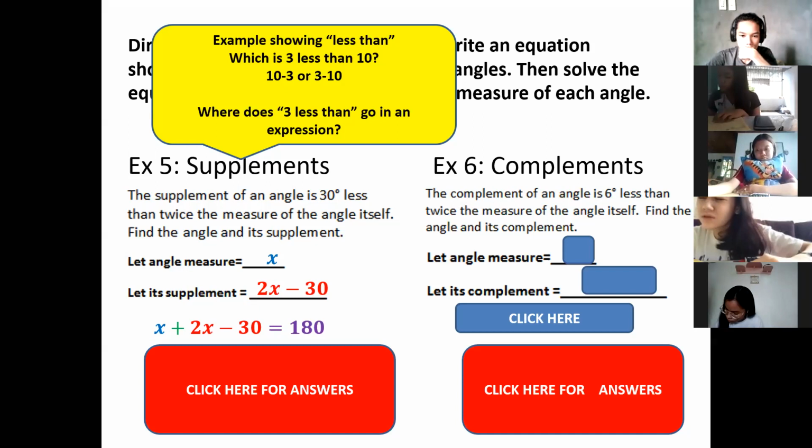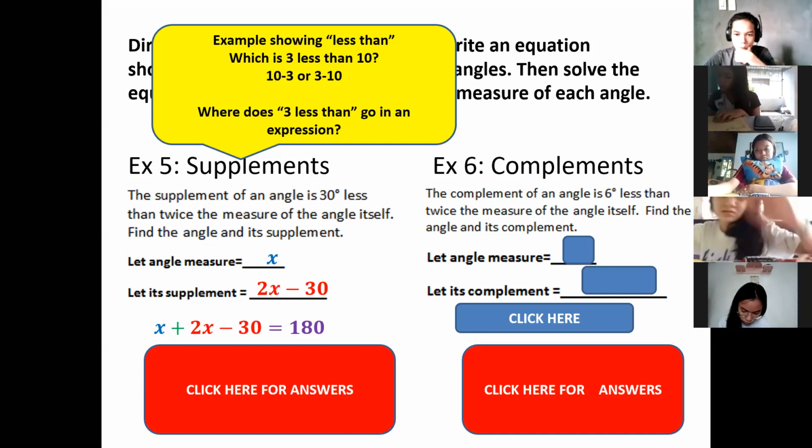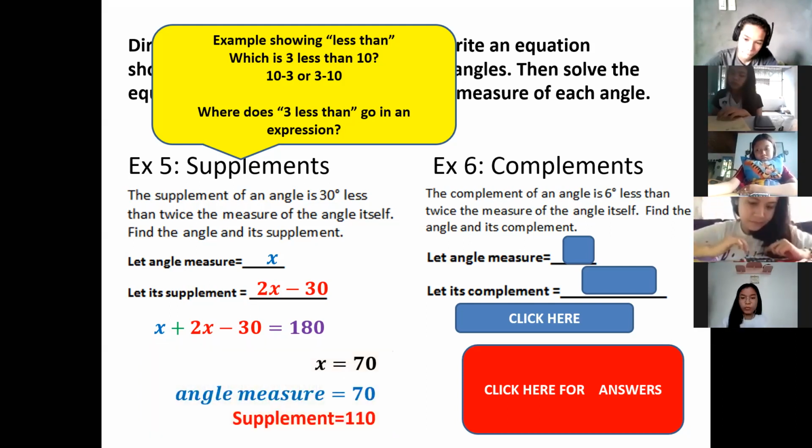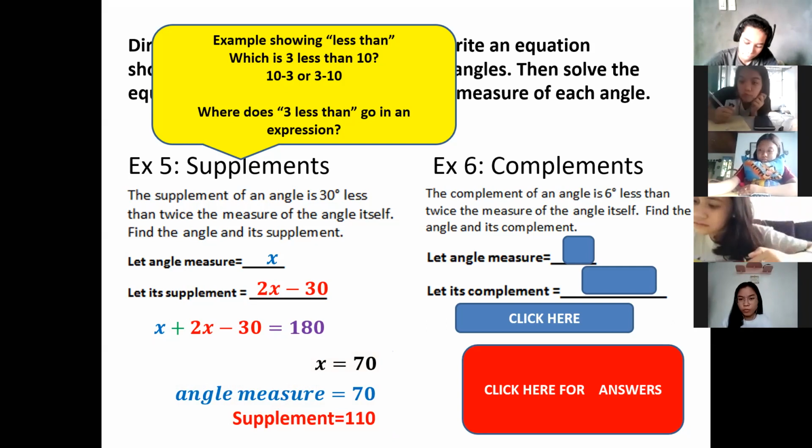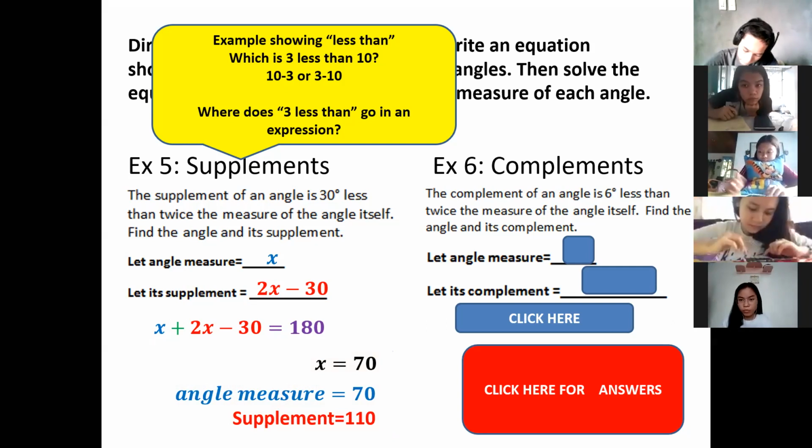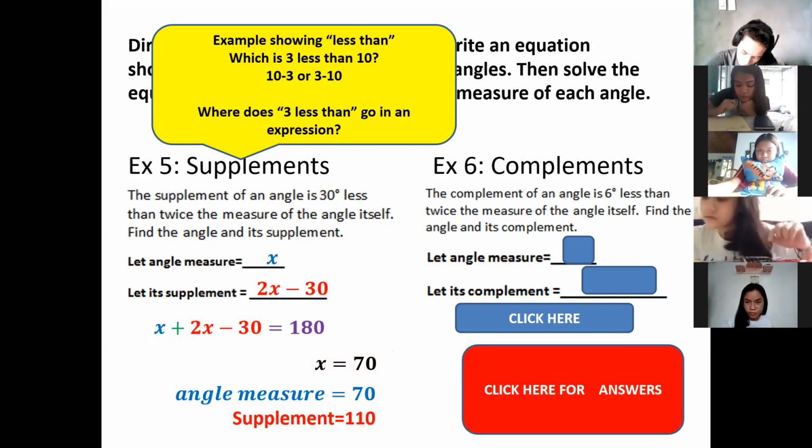Add x and 2x, and that is 3x. Divide 210 by 3, you'll get 70. Therefore, the angle measure is 70 and its supplement is 110. Very good, Sir Sim. You are correct. So as with Juliana, Kiana, Kent, and some others who answered the same.